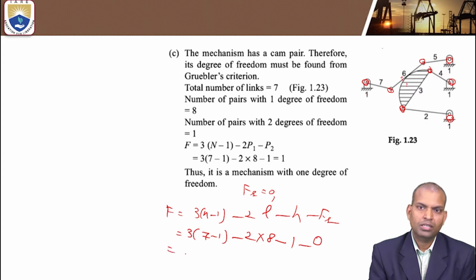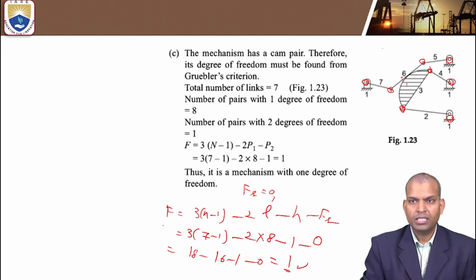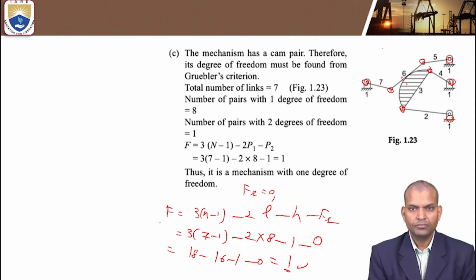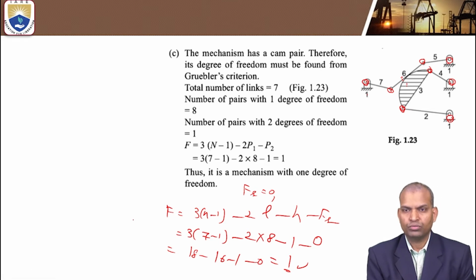Equal to 0. That is 3 times 6, 18, minus 2 times 8, 16, minus 1, minus 0. That is a single degree of freedom. It is a mechanism with 1 degree of freedom. So thus we covered model 1 and model 2.